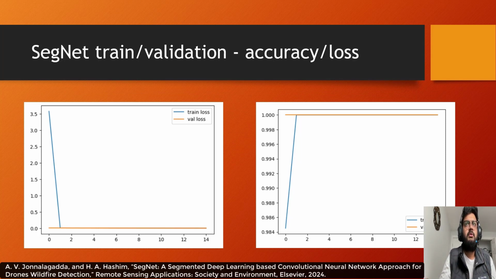The 2 graphs shown over here are of the proposed SegNet, with train accuracy of 99.6%, validation accuracy of 99.3%, and test accuracy of 98.2%, with 3 into 10 to the power minus 4 train loss and validation loss of 4 into 10 to the power minus 4.